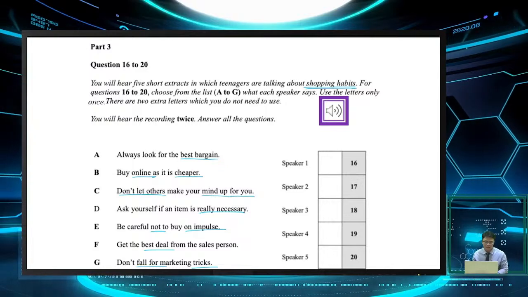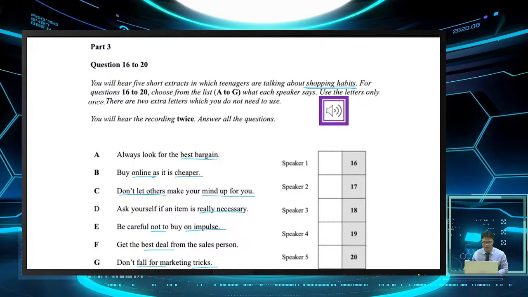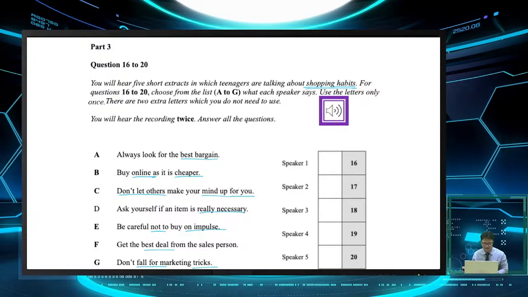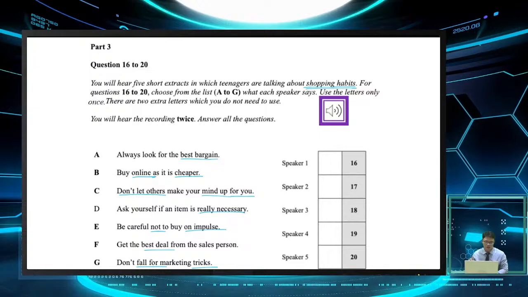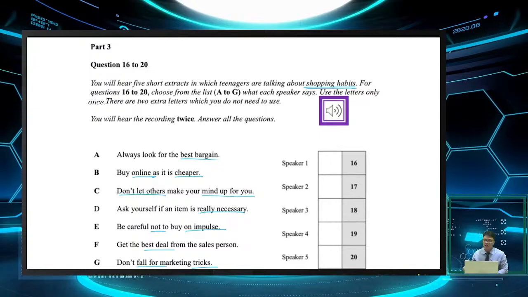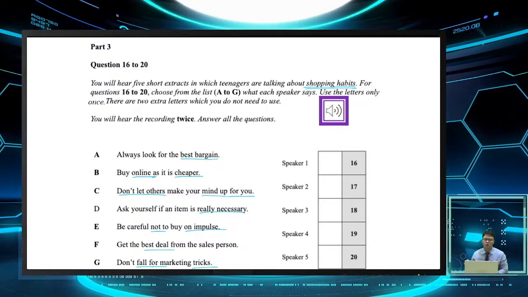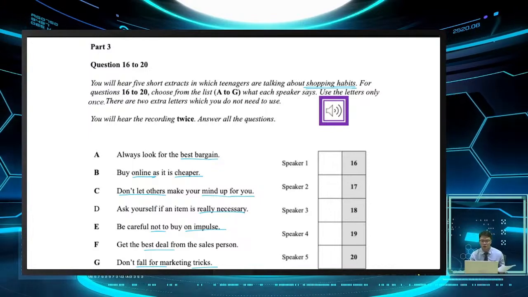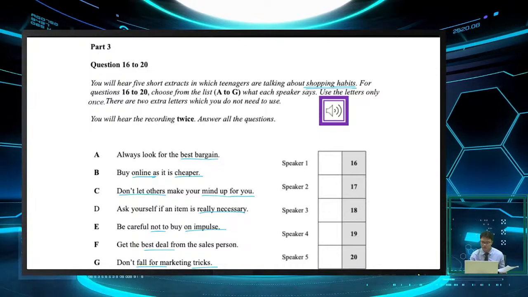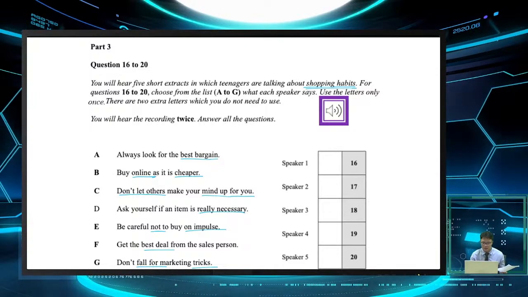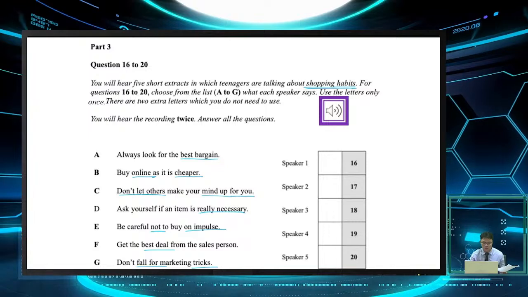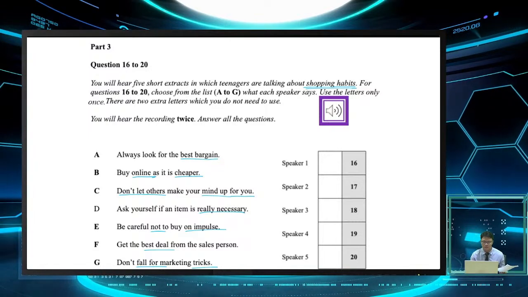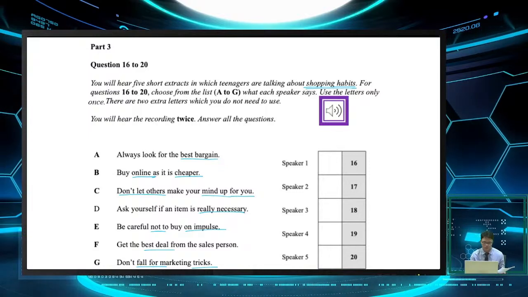Okay, "don't let others make up your mind for you". Right, underline "make up your mind for you". "Really necessary" for E, "not on impulse". Okay, it could be right, it could be wrong, because you only have 30 seconds to look at it and underline it. So now you're going to listen for the first time. You're going to match A to G in this box, 16 to 20. So 2 options will not be used.